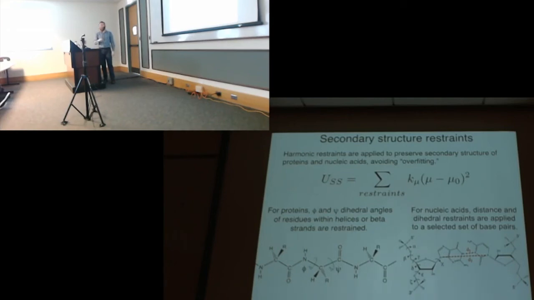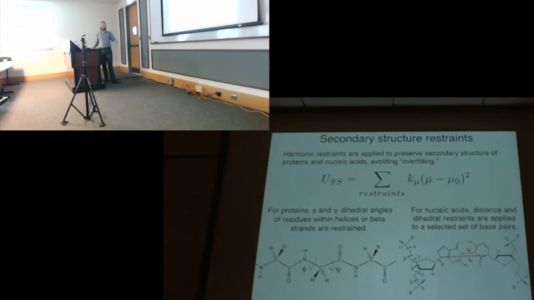For proteins, we restrain the phi-psi dihedral angles. We can also do the same for nucleic acids, where we restrain distances between certain base pairs. This is just trying to keep your structure intact while you're doing the fitting process. And these restraints also have scaling factors, so you can make them more or less flexible. For instance, if your starting structure has a straight helix, and in your map you see that it's kinked, you can lower the restraints on that particular helix to allow it to bend.